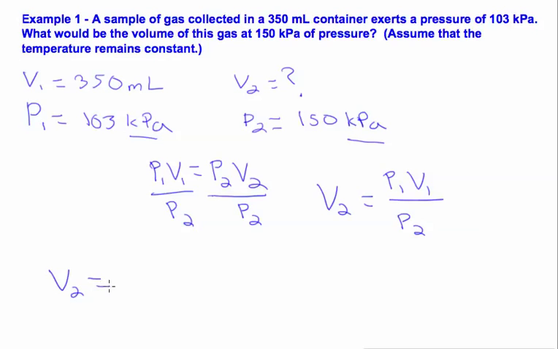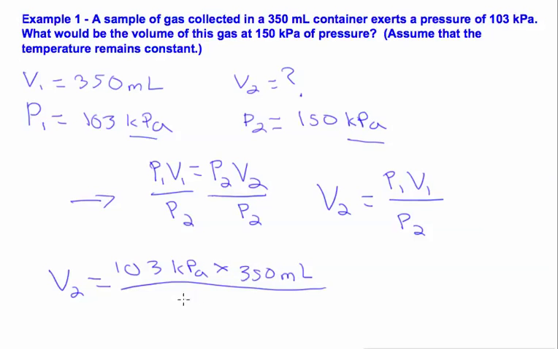So when we plug our numbers into our equation, and you don't have to show me this part, but you do have to show me this right here. I need to know what math you're doing so that if you're making mistakes, I can help you figure out how to fix them. And I like to start by looking at my units to make sure I've set this up right. And we can see kPa cancels out and we're left with milliliters, which makes sense if we're solving for a volume. So now we do the math, the 103 times 350 divided by 150.